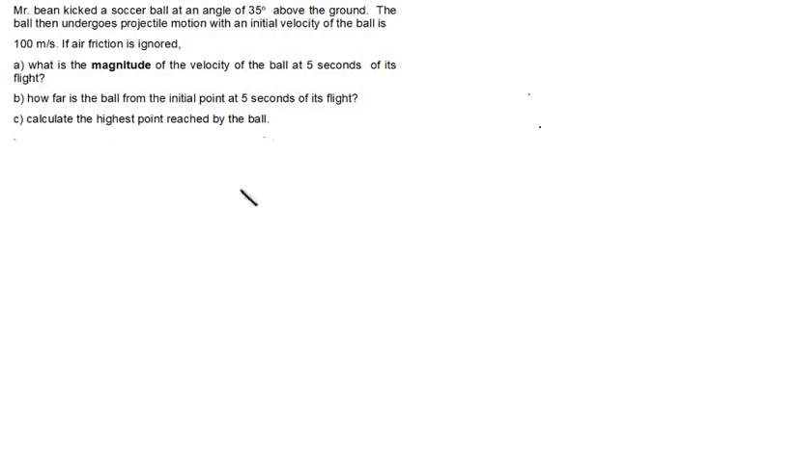Okay, we will try to answer problems that involve two-dimensional motion, and this one is projectile motion. For example, Mr. Bean kicks a soccer ball at an angle of 35 degrees above the ground. The ball then undergoes projectile motion with an initial velocity of 100 meters per second.